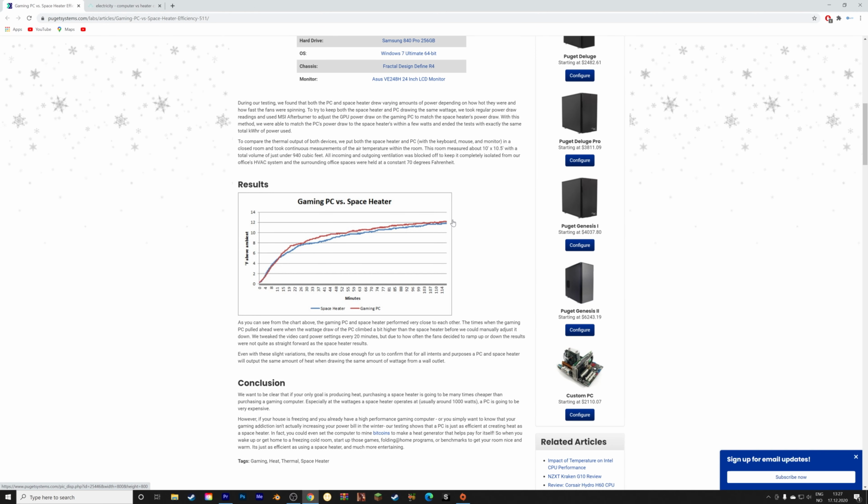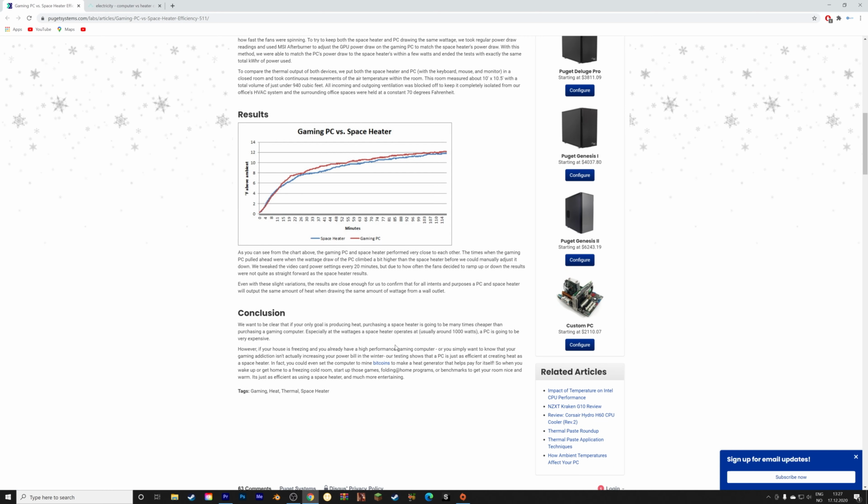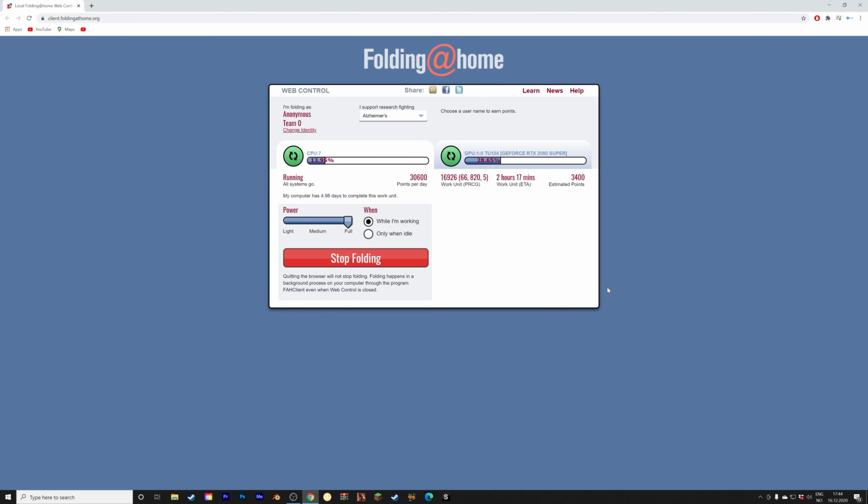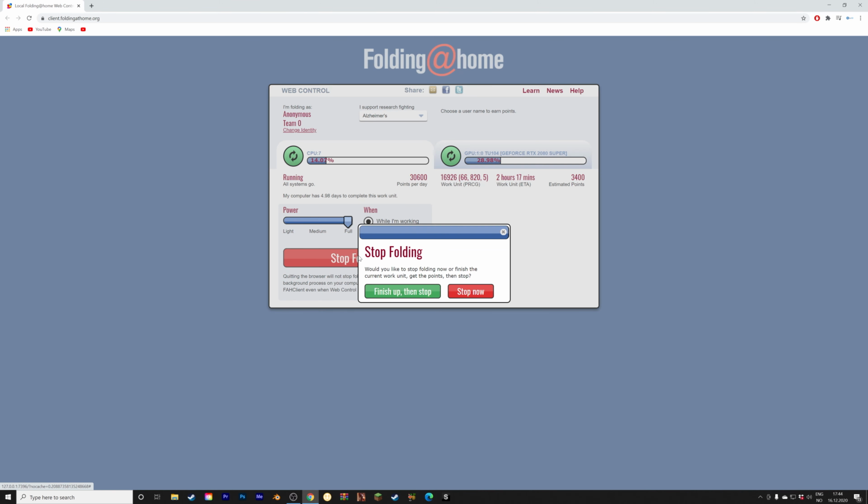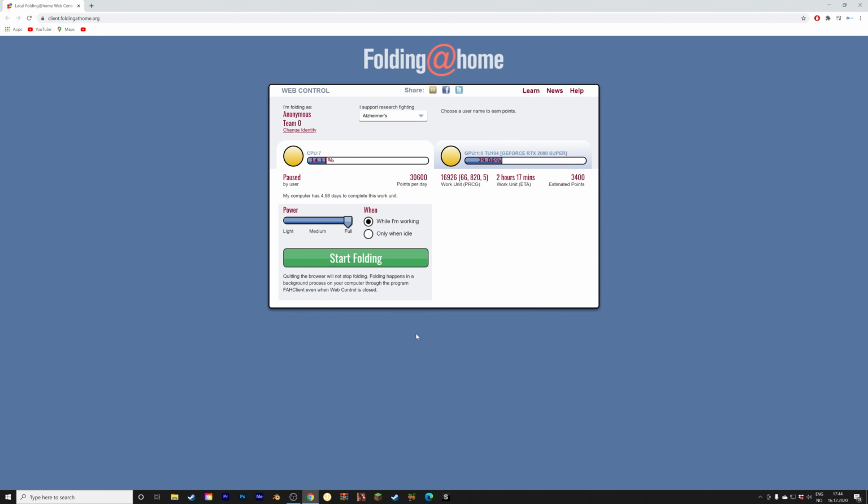So of course, then you can use the computer to actually do something productive and get something out of it in addition to the heat. And that is what I'm going to show you today. The first option is to use Folding@home, where you contribute computing power to simulating protein dynamics, which can help scientists understand various diseases better.